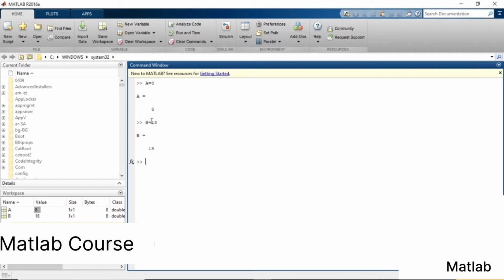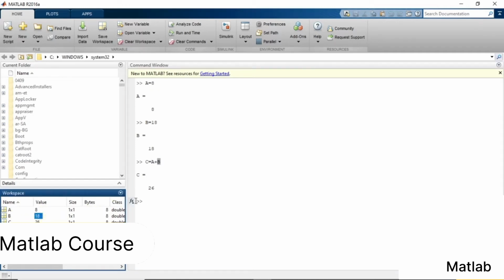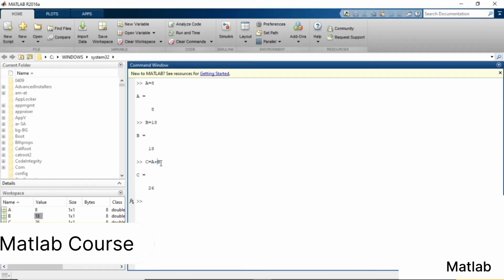Now we are going to do addition. So let's take c is equal to a plus b. Enter, and the answer c is equal to 26, right? So MATLAB understands that c is equal to a plus b. The value of a has already been defined in the workspace, b has also been defined and is available in the workspace. So from these two values MATLAB can calculate c.